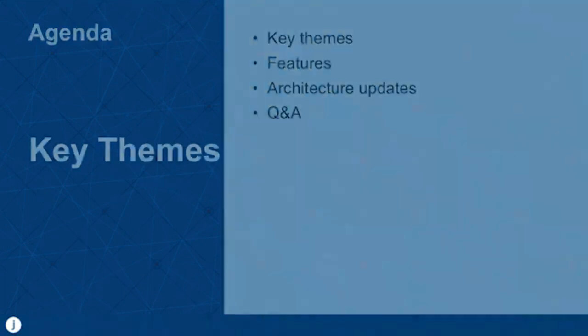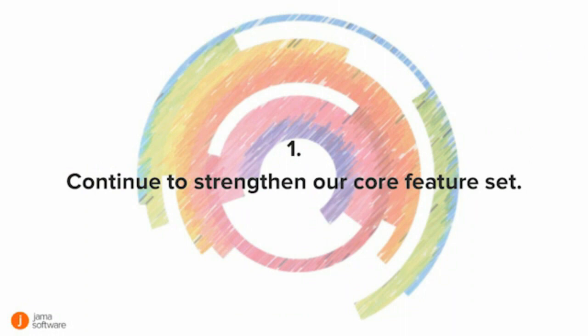So let's go ahead and start with some of our key themes. And the first one that comes up for us is we want to continue to strengthen our core feature set. So first and foremost, we know what you love and we know what you use every day in Jama. We see it in our community. I hear it when I talk to people on the phone. We also know, though, from those forums specifically, where we could improve. So really the main theme you'll see throughout this discussion today is the focus on our core feature set.